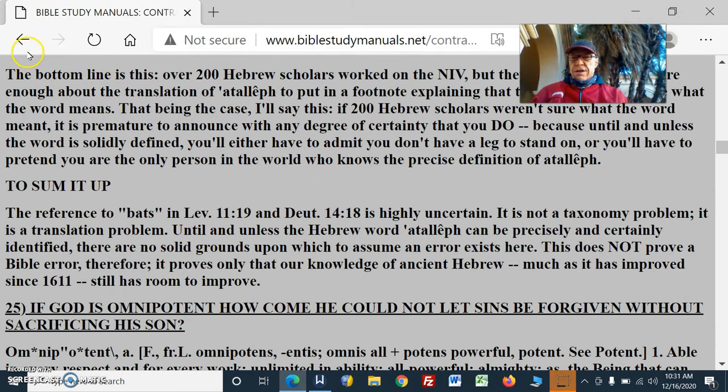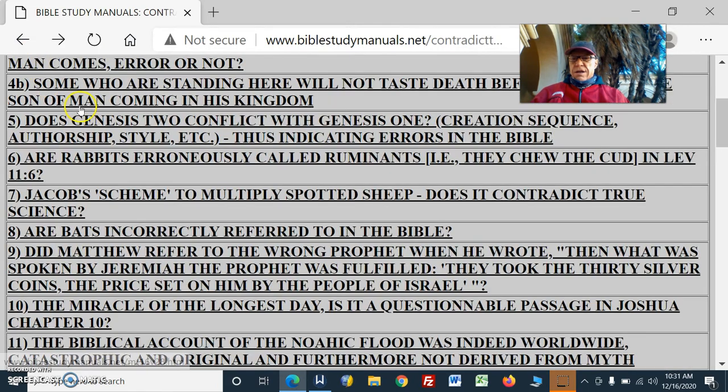Next. We got the bats out of the way. Did Matthew refer to the wrong prophet when he wrote, "Then what was spoken by Jeremiah the prophet was fulfilled. They took the 30 pieces of silver coins, the price set on him by the people of Israel."